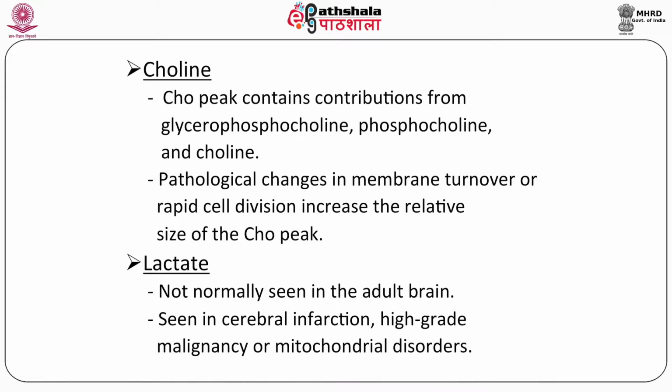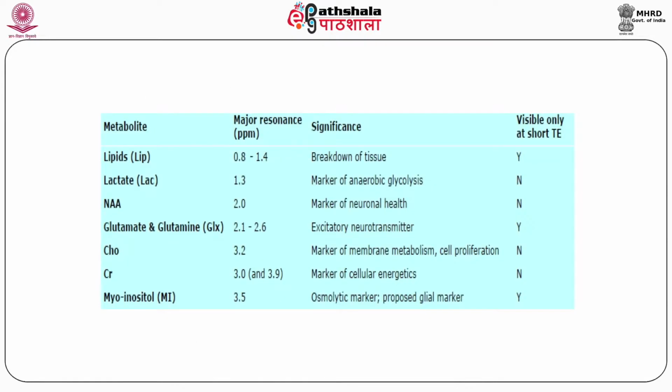Lactate is not normally seen in adult brain and its presence can be detected in cases of cerebral infarction, high grade malignancies or mitochondrial diseases. Myoinositol is a precursor of both phosphatidylinositol, the major inositol containing phospholipid, and of phosphatidylinositol 4,5-bisphosphate. It also plays an important role in osmoregulation.